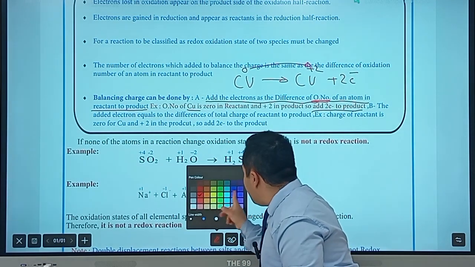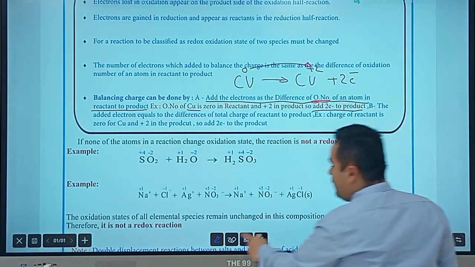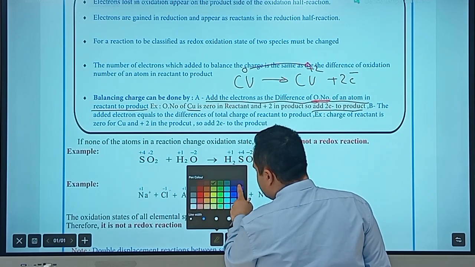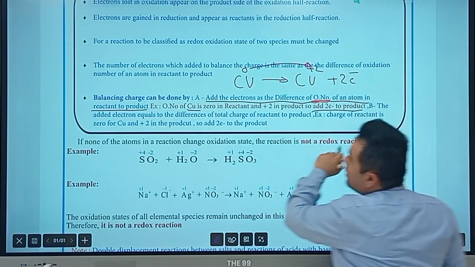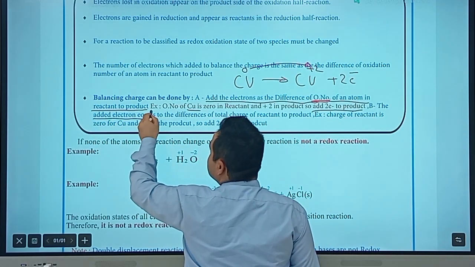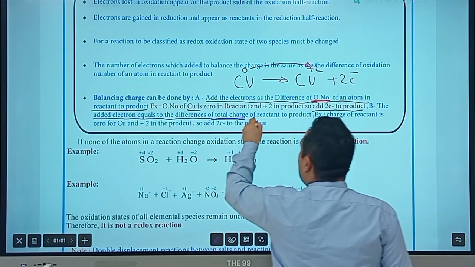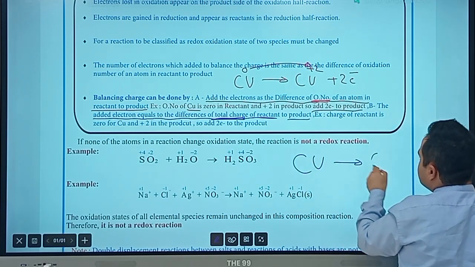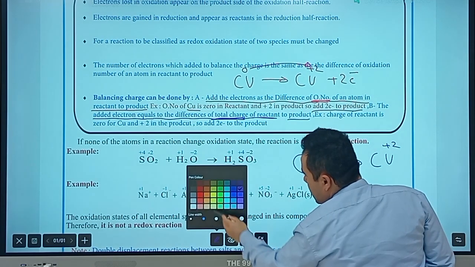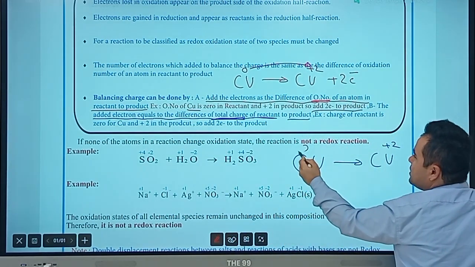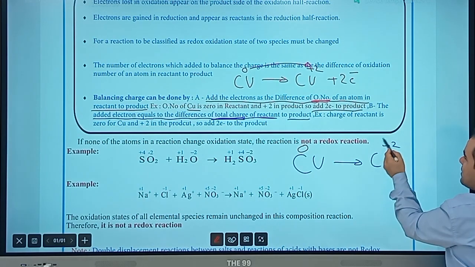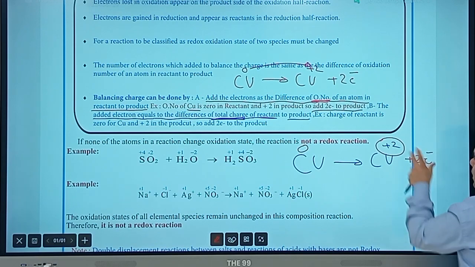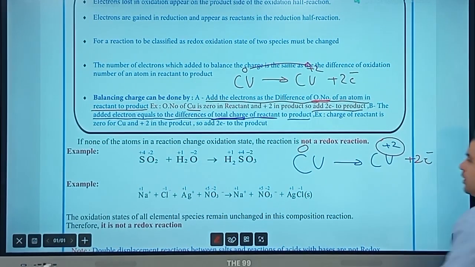The second, by taking the difference of the charges, guys. The added electrons equal the difference of the total charge from reactant to product. The same reaction: Cu goes to form Cu positive 2. What's the charge of the reactant? It is 0. How about the charge of the product? It is positive 2. So from 0 to positive 2, there should be an addition of 2 electrons to the product in order to neutralize this and make the charges equal.